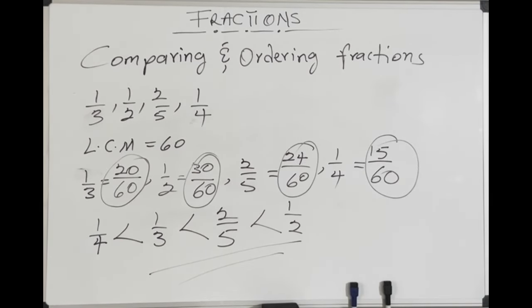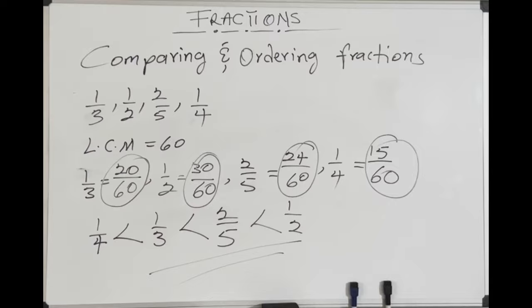And then we have to know that the smallest fraction is the one with the smallest numerator. And then the largest fraction is the one with the largest numerator. Okay, write it down. Notes are very, very important. So the smallest fraction is the one with the smallest numerator. And the largest fraction is the one with the largest numerator.